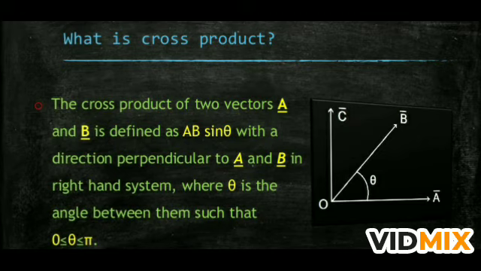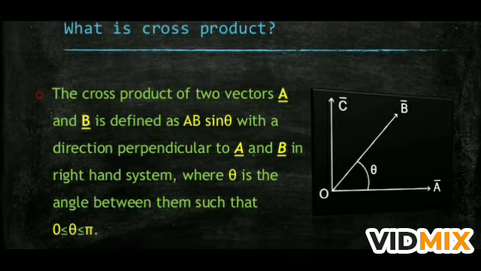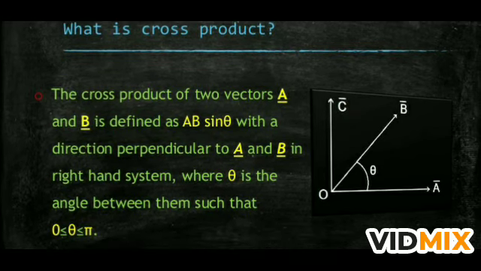Now what is cross product? The cross product of two vectors a and b is defined as ab sin theta with a direction perpendicular to a and b in the right hand system, where theta is the angle between them such that theta is greater than or equal to 0 and less than or equal to pi. Here are two vectors a and b, the angle between them is theta, and c is the direction of the product of a and b.